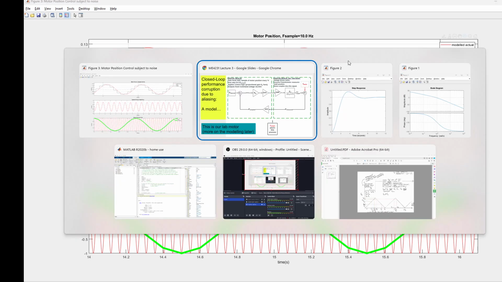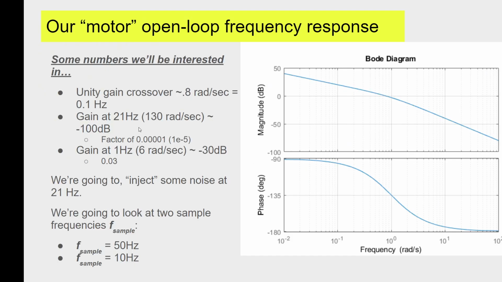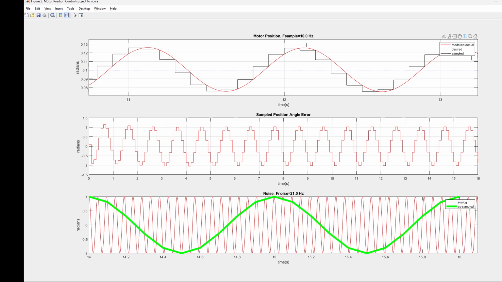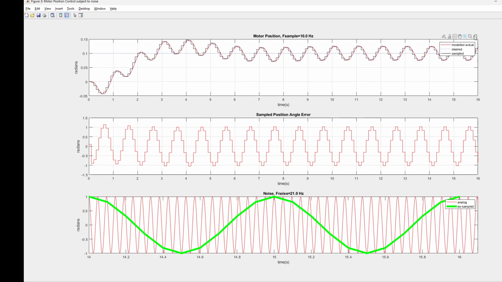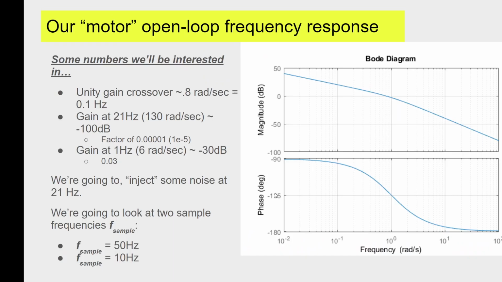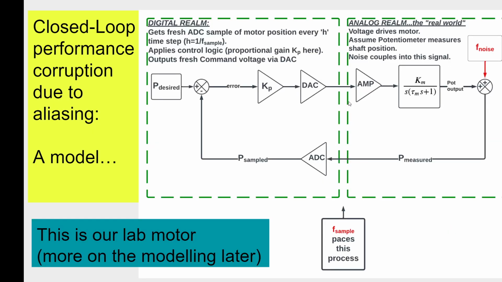We were, what, 30 dB down, so 0.03. So if we were to look at the plant gain at 1 hertz, we are attenuating this error signal through the motor, but because it's a relatively low frequency, it's coupling into the output quite severely. And again, that 1 hertz doesn't exist in the quote-unquote real world. It's solely a result of this sampling having violated the Nyquist criterion.